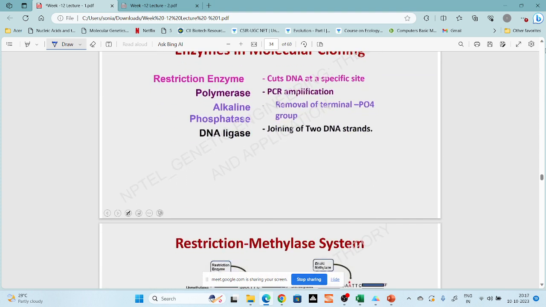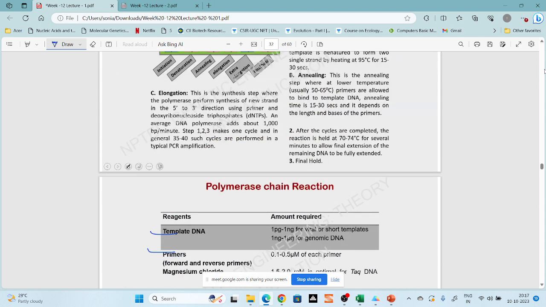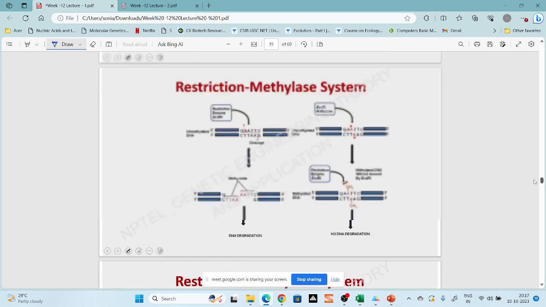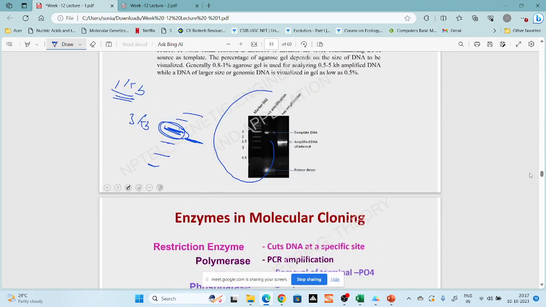Anyway, we were talking about the basics of cloning. The first thing is that we want the gene of interest. We can isolate it whether or not we know the sequence. If we know the sequence, we can go through PCR. If we do not know the sequence, we can isolate it through a genomic library or transcriptome library. Then for setting up a PCR reaction, we have discussed the components we need, and how we can analyze a PCR reaction.